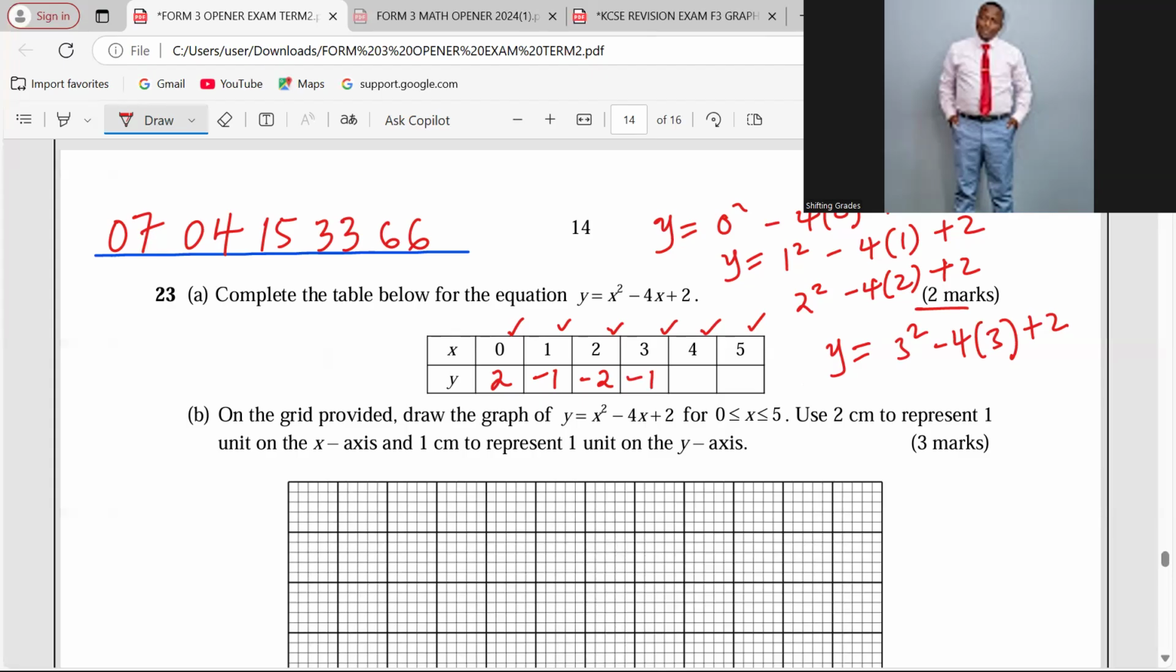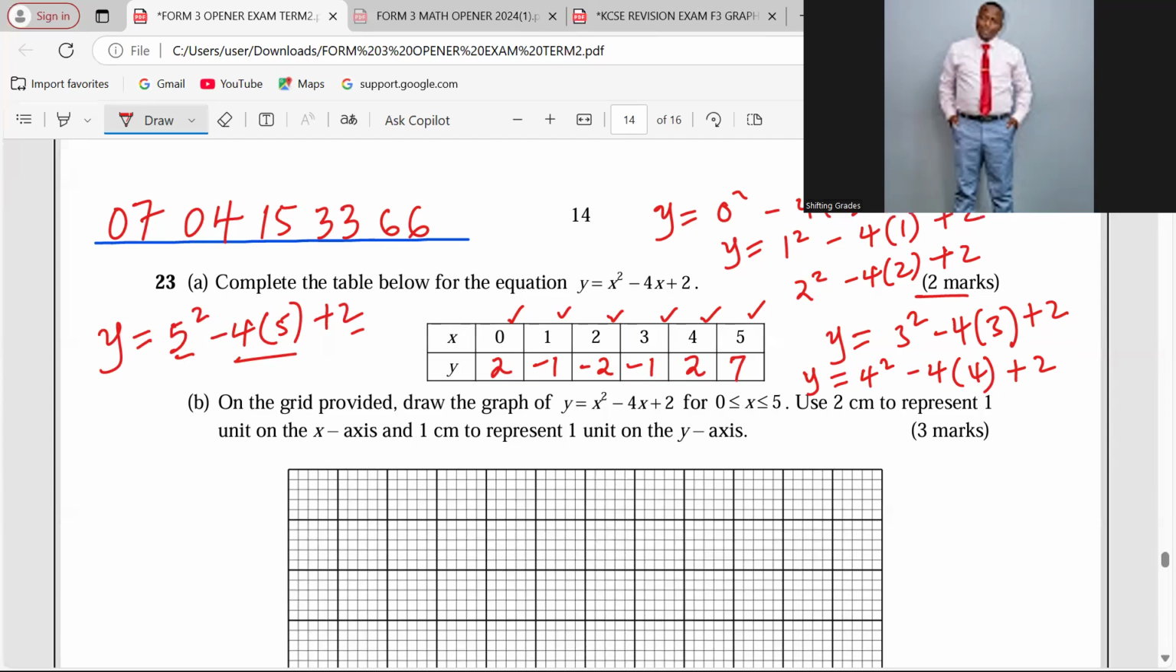Then when x is 4, y equals 4 squared minus 4 into 4 plus 2. This is going to give us the value of y as 2. And finally, when x is 5, y equals 5 squared minus 4 into 5 plus 2. This is 25 plus 2, 27, then minus 20. This will give us +7. So these are the values of y according to the range of values of x provided.